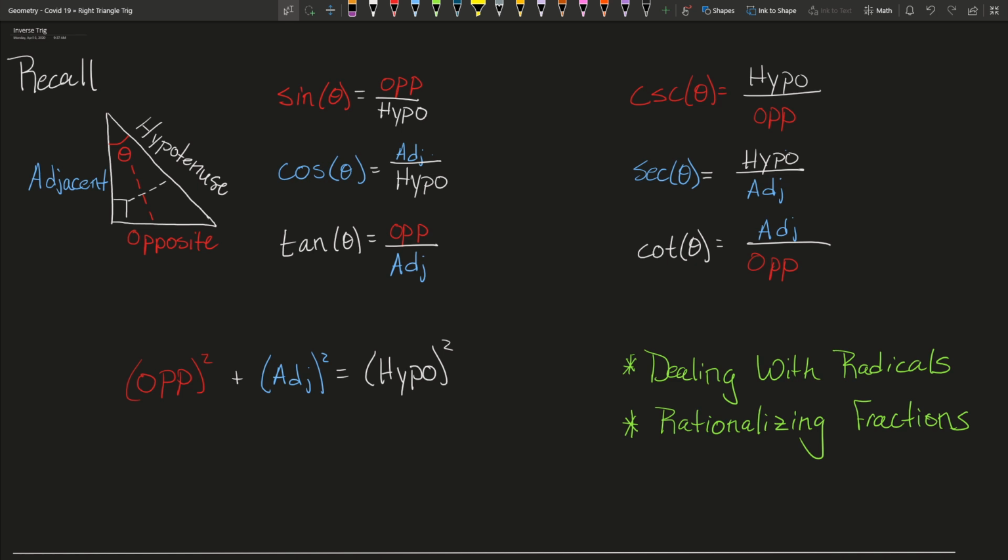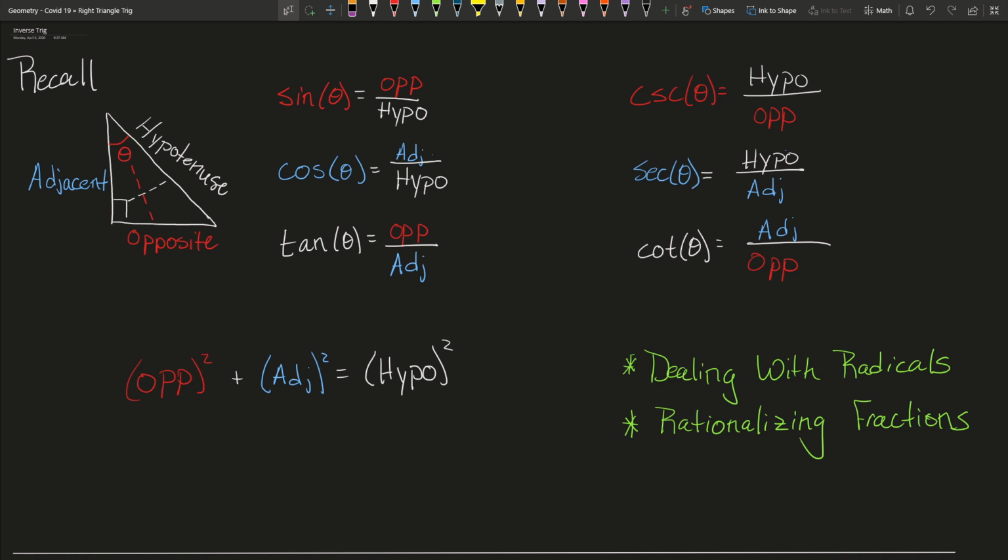All right then. Since there are no questions over this, or at least no one's asked, a couple things I want to do. I want to review just a little bit, and then I want to go over inverse trig and then solving entire right triangles, which is where we're going to be headed. So first, let's recall what we did last week.